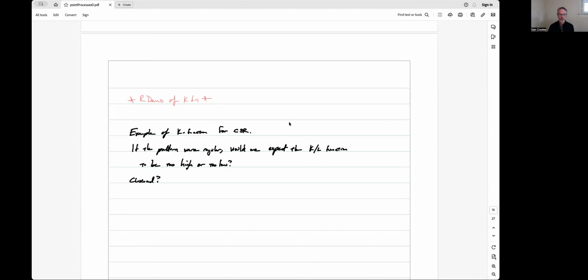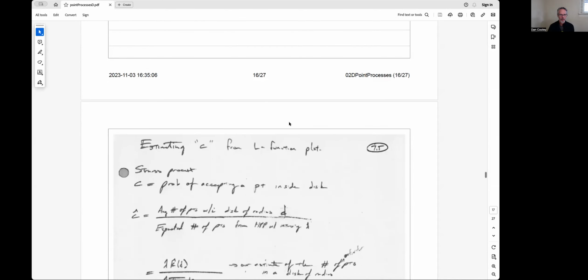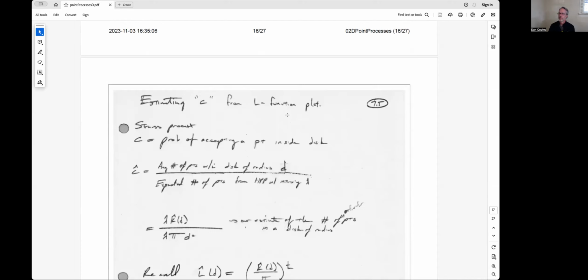Okay, so what we're going to do next is use these L functions to estimate parameters of the underlying processes, the Strauss process or the Neyman-Scott process. First, we're going to do the Strauss process.